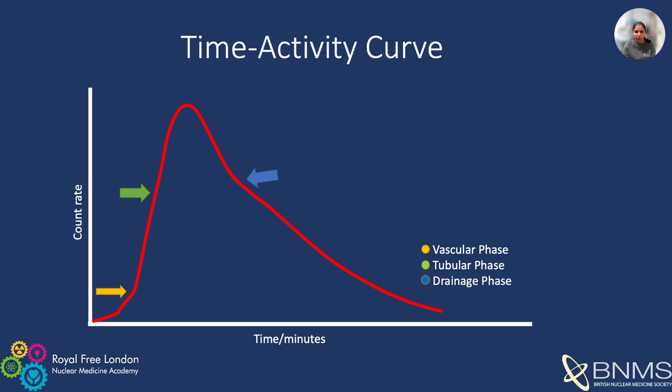The distinction between cortical and pelvic retention is important, with parenchymal retention being the hallmark of acute tubular necrosis or acute rejection, and pelvic retention being the hallmark of obstruction. If parenchymal or pelvic retention is severe, there may be no peak, the curve rising continuously throughout this study.